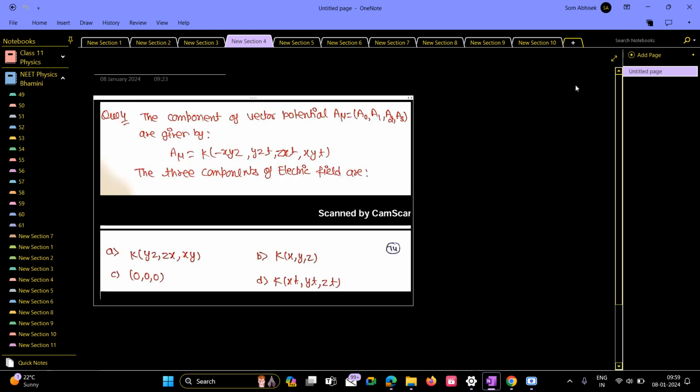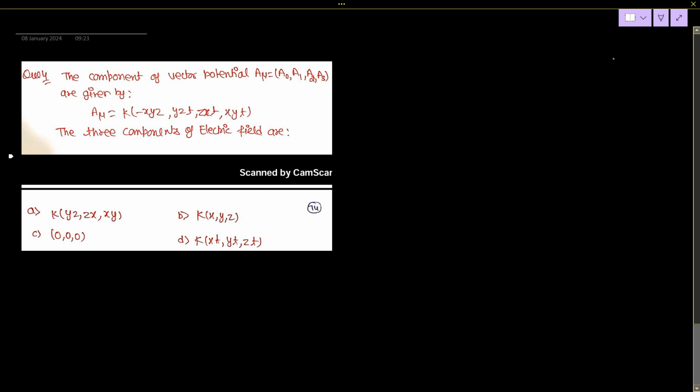Question number 4. The component of vector potential is given. That is a vector. Component is given here. So that's written as A mu in the question. So A mu. How much is A mu? Okay. A mu is what? Yeah. K.